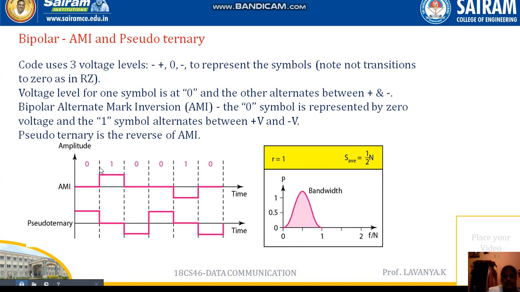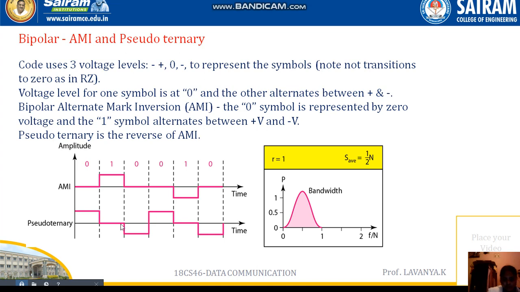If it is 0, it should be a lower voltage. If it is 1, it should be a high voltage. Like that, if it is 0, low, and if it is 1, it should be a high voltage. Like that, we are supposed to draw the AMI technique.